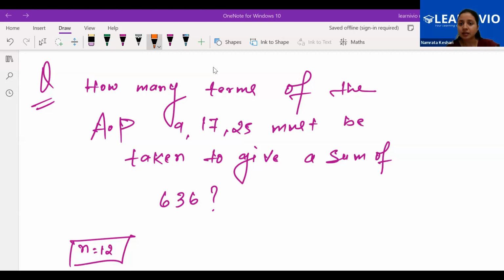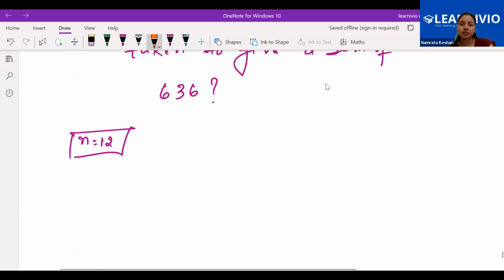Yes, Maha, I'm waiting. I'm 12. Yes, Maha, 12. Okay, you also got 12. Okay, so everyone is getting N equals 12. Yeah, this is the correct answer. Let's continue.